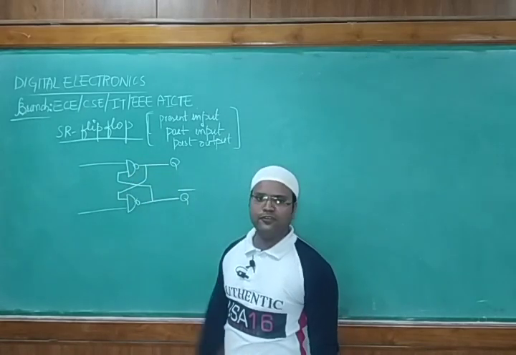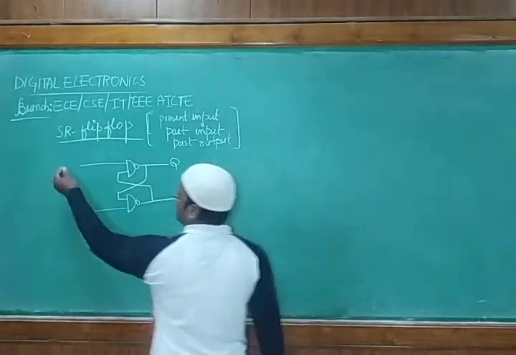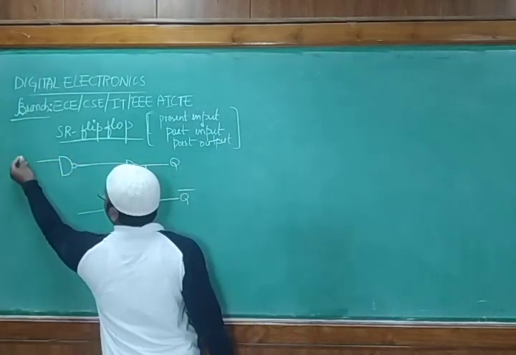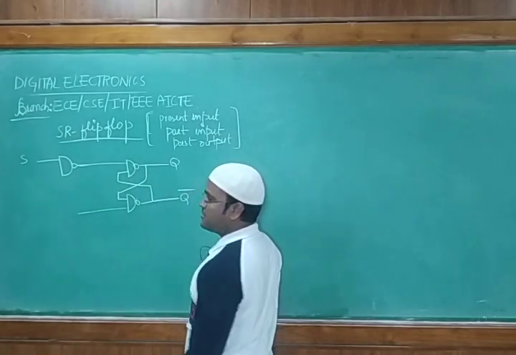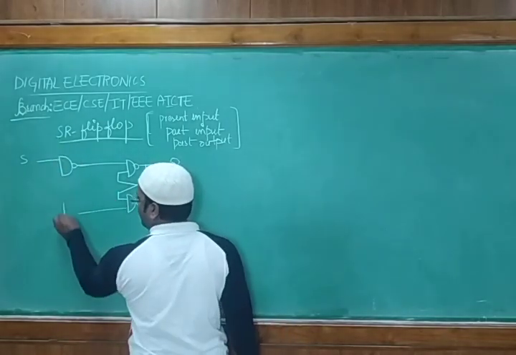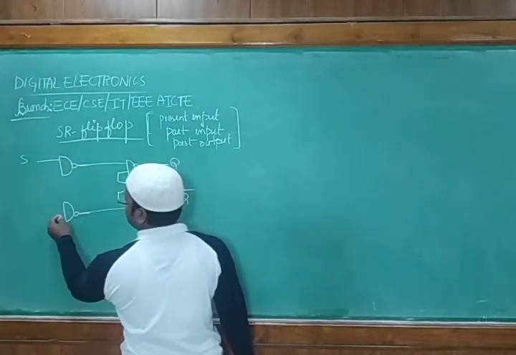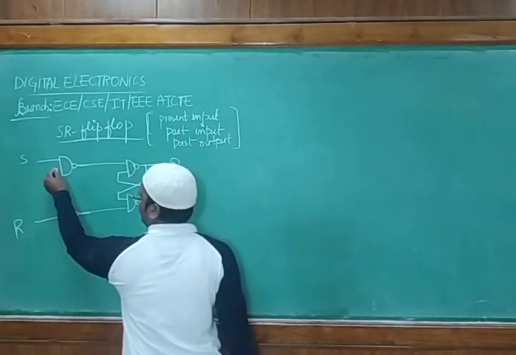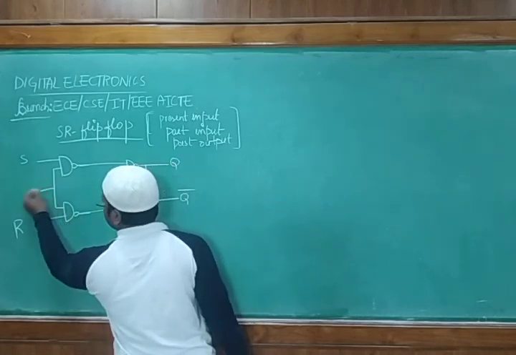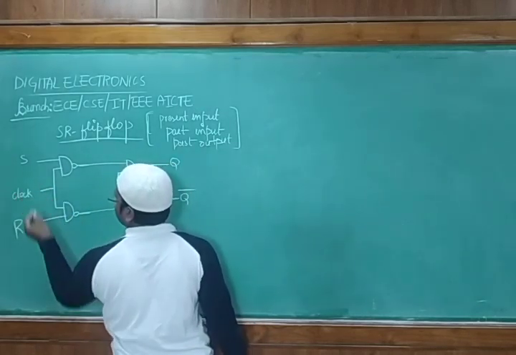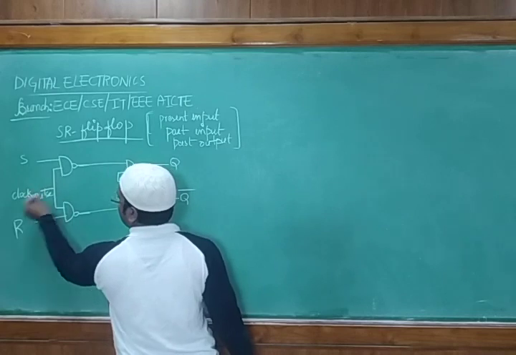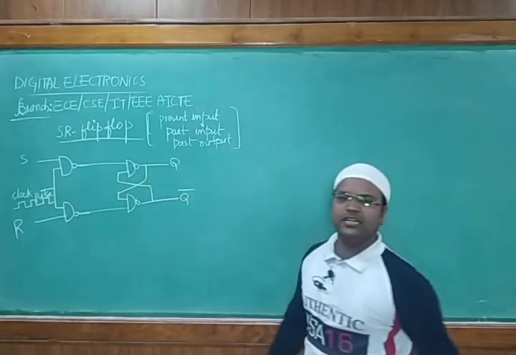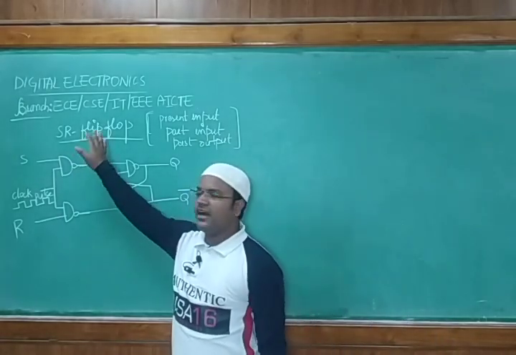Now we are talking about the flip-flop. For doing that flip-flop, I am passing with the help of one more NAND gate like this. This is my S input, that is set input. Similarly, I am connecting one more NAND gate. This has become my reset input, R. For both of them, I am going to give one clock pulse. This is my clock signal or clock pulse. So this complete particular structure is called SR flip-flop.